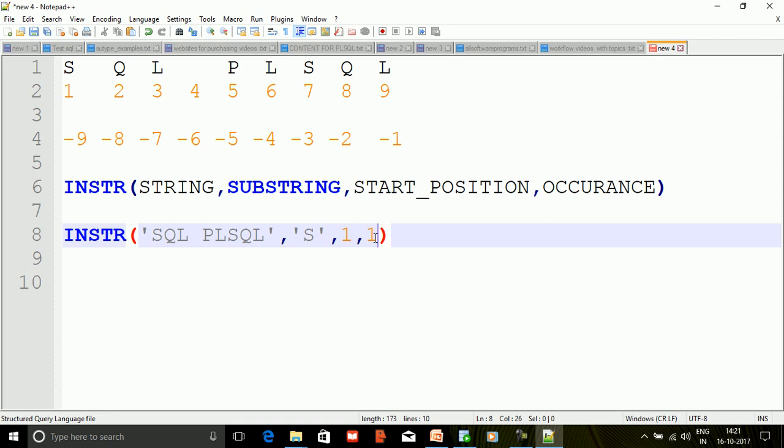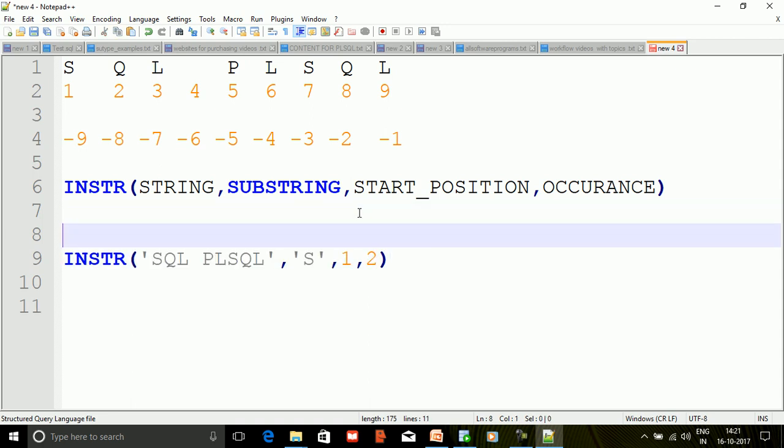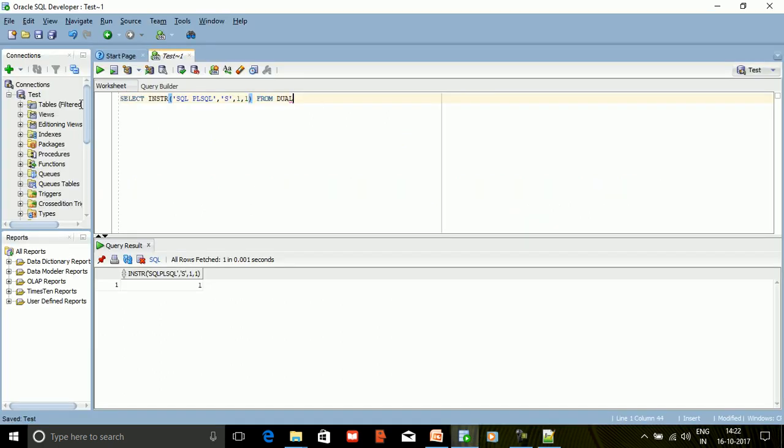Now let us see if you have a second occurrence. If you give the second occurrence here, the engine will start from position 1 and check the first occurrence, so it won't return. And from here, fourth position, fifth position, sixth position, seventh position, the second occurrence happened, so it will return. What number will it return? The position of the S is 7, so it should return 7.